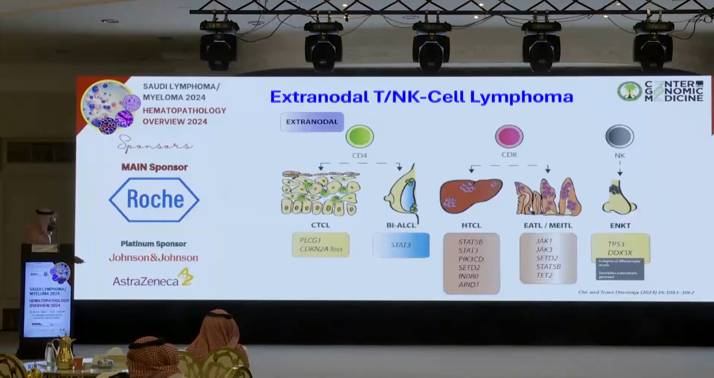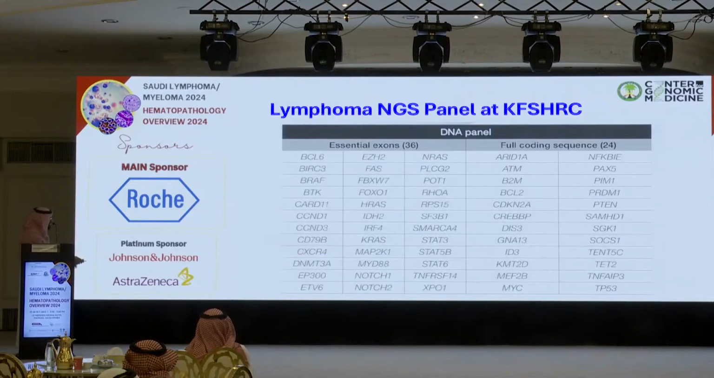Hepatosplenic T-cell lymphoma is associated with several mutations. Intestinal T-cell lymphoma, either enteropathic or monomorphic epitheliotropic T-cell lymphoma, is associated with these mutations. Then we have the extranodal NK/T-cell lymphoma nasal type associated with DDX3X mutation, and TP53 as worse prognosis for this patient. So just for the sake of time, these are the selected types of lymphoma that we see.